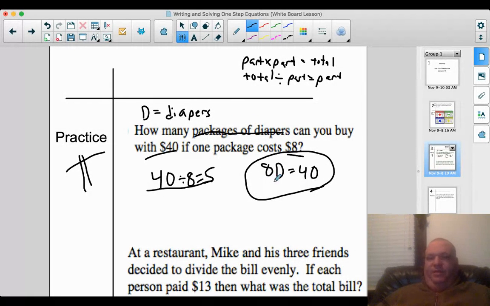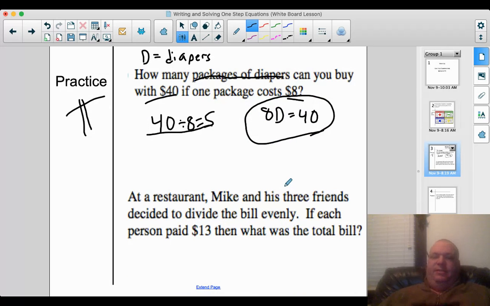If you think ahead, you do train tracks on here. To solve for D, you would be dividing by 8 to undo multiplying by 8. So 40 divided by 8 will give you the answer. But writing the equation is what we're practicing.